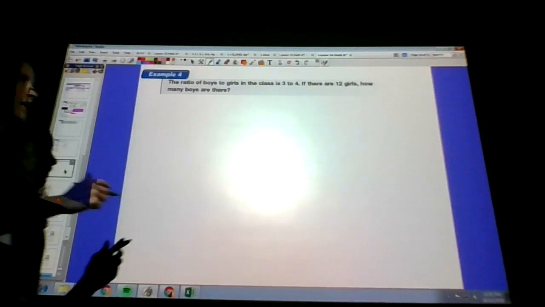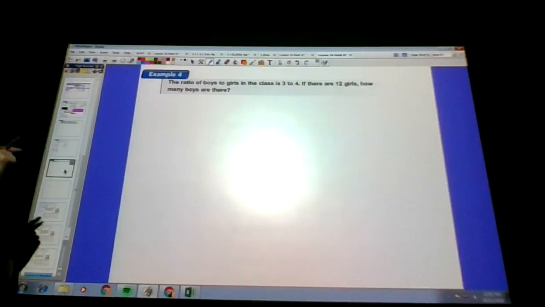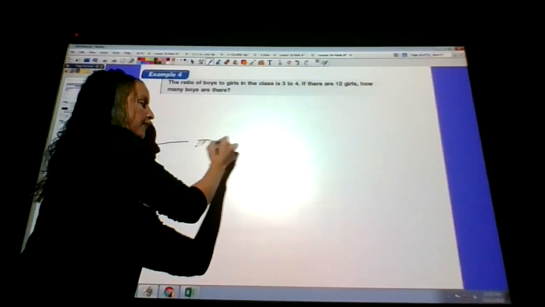Okay, let's check this out. Ratio of boys to girls was 3 to 4. If there are 12 girls, how many boys are there? Set this up as a proportion. Show me that first. So not only do I want an answer, I want to know what the setup is. I want to see that you can tell me. Okay, and then go for it. But just circle your answer next time. Let me see again.